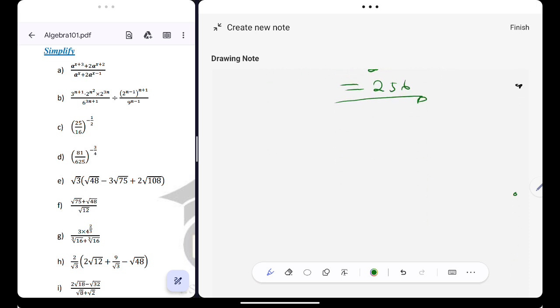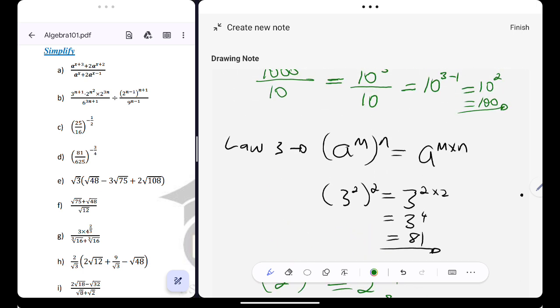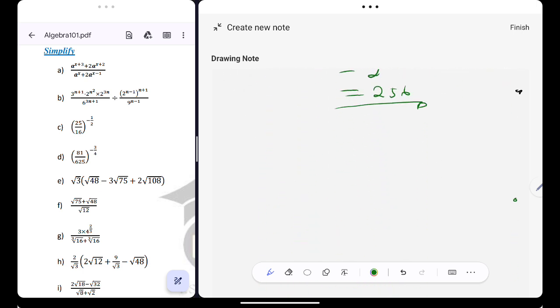Okay, and then we move on. So the first three laws are called the same base laws. Let me write that here. Same base laws.